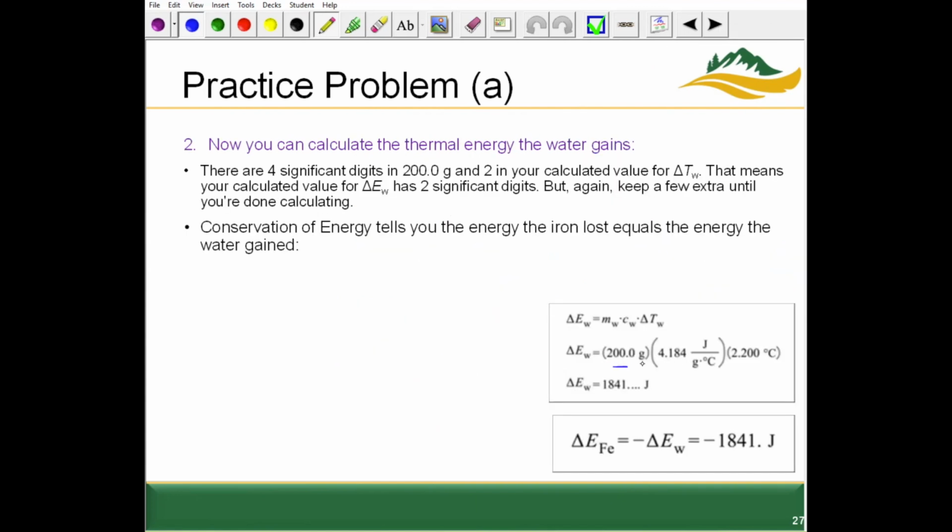So this slide here shows what we just did. Instead of writing it out as delta E, it's okay to just think about it as the heat. So the heat of water is based on how the temperature of the water is changing. The heat is the same thing as the change in energy. And again, we get 1,841 joules for the heat, or the change in thermal energy, of water.